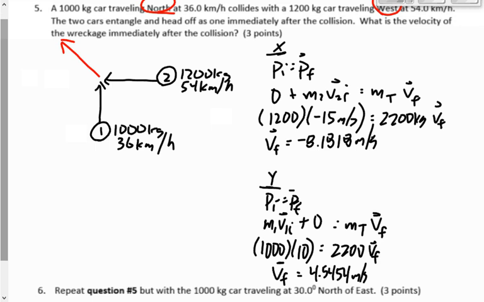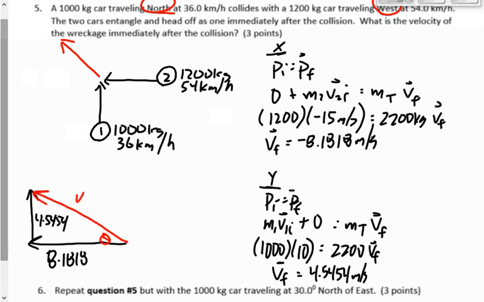Now we just redraw it. Get 8.18. We got 4.54. And then we got my resultant vector right there. Square root of 4 squared plus 8 squared gives me 9.36 meters per second. And theta is the inverse tan. What's the opposite side here? Is it 8 or is it 4? What's the opposite side, Tara? 8 or 4? It's 4, yeah.